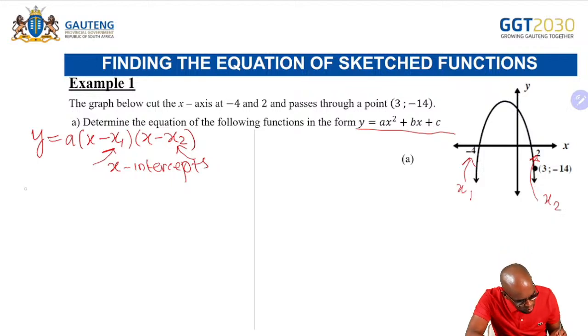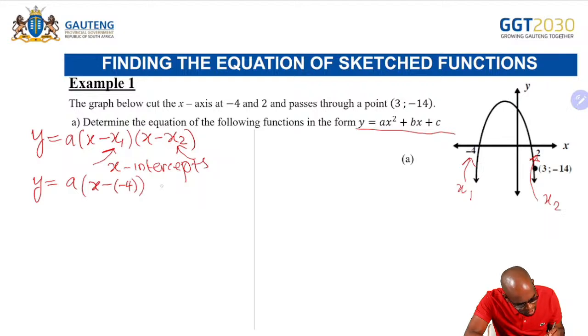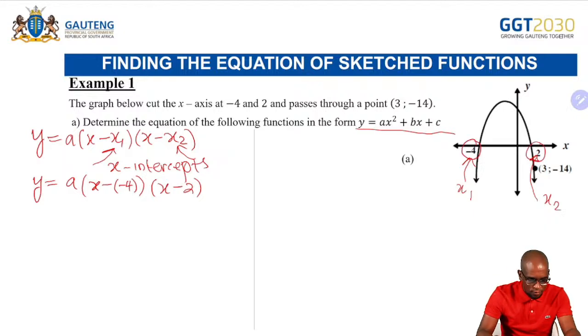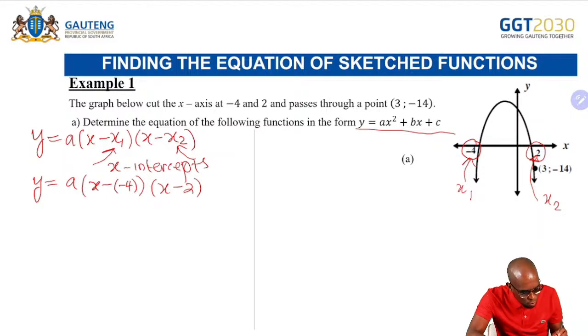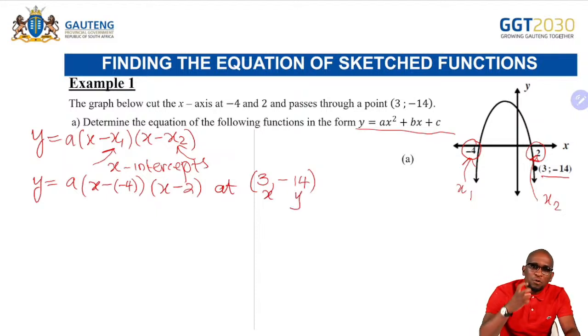Now, let's look at this. Where you see x1, you are going to put -4. So this is x minus -4 into x minus 2. I just substituted the x-intercepts x1 and x2 respectively into that equation. Now, I also have an additional point, (3, -14). So x is 3, y is -14.